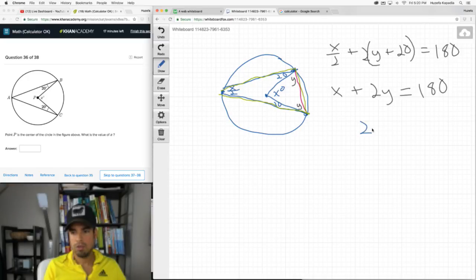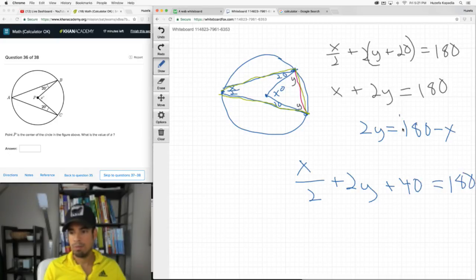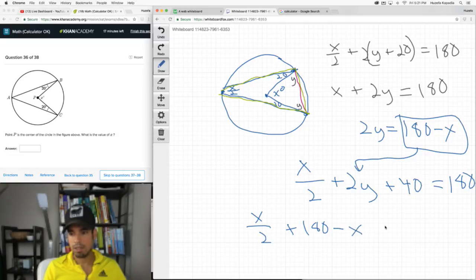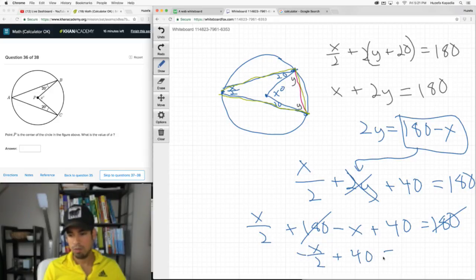So we'll say 2y equals 180 minus x. I'm actually going to leave it like this because if we look at this equation, we're going to get a 2y. So this becomes x over 2 plus 2y plus 40 equals 180. Now I'm going to plug this in over here. So we got x over 2 plus 180 minus x, right? That gets rid of this guy, plus 40 equals 180. These guys are going to cancel out because it's the same thing on both sides. X over 2 minus x is negative x over 2, plus 40 equals 0.